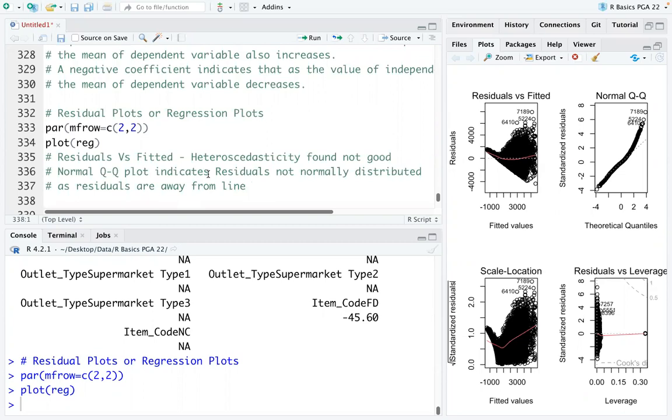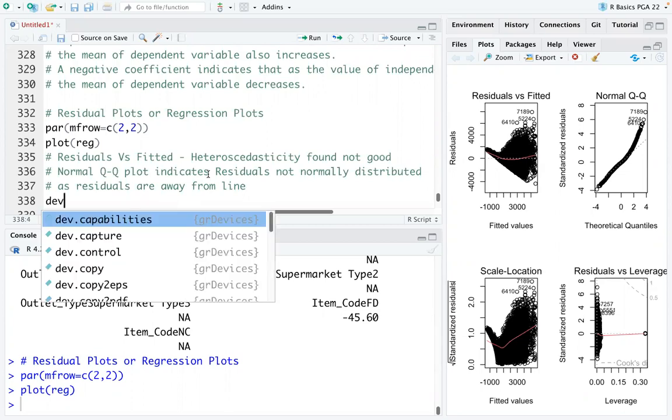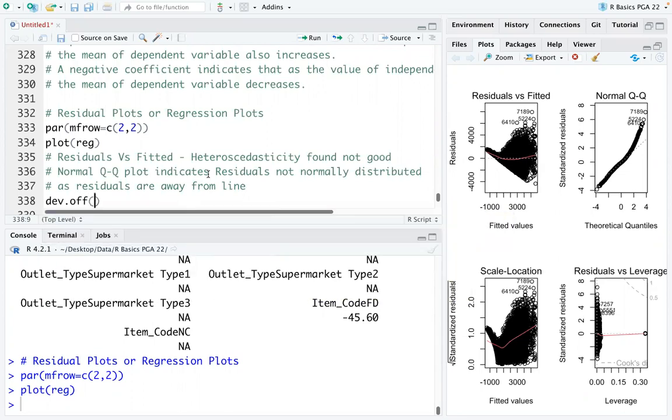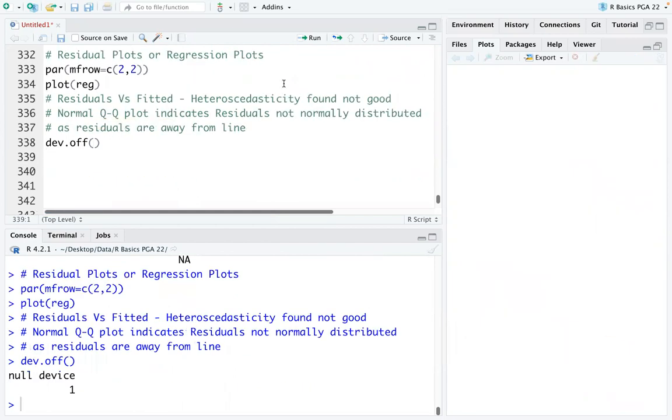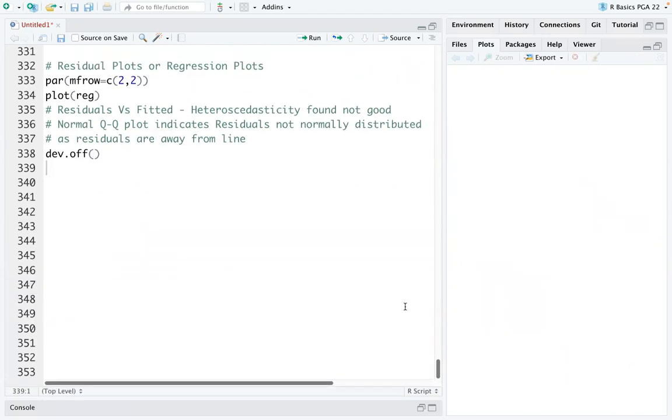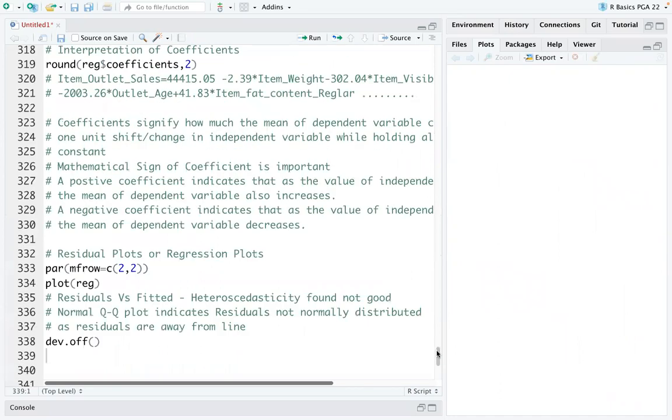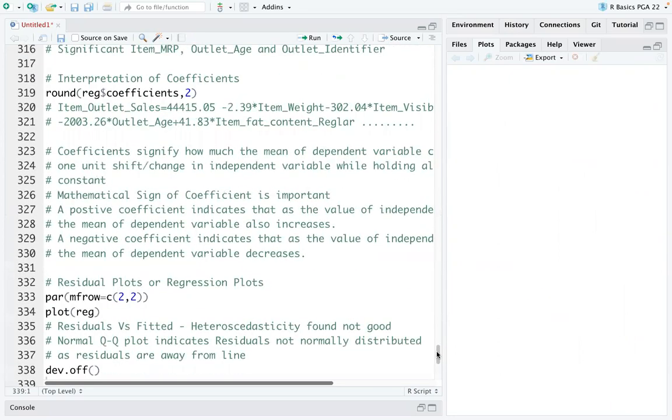Our model is an underfitting model. To get our plot window back, we use dev.off. So whenever you split the window, you also have to run the dev.off to get the window back to the normal state.